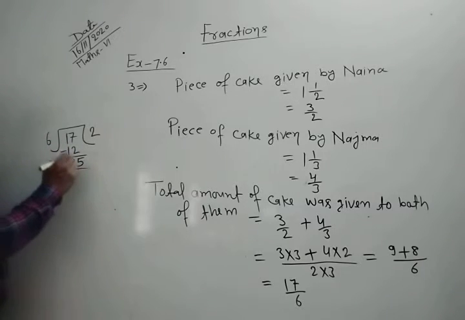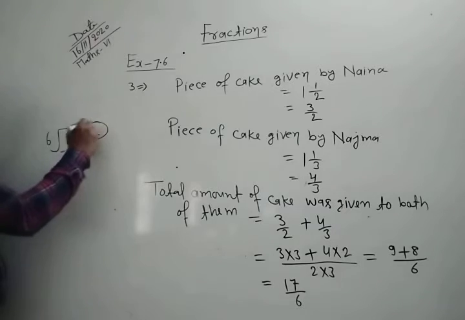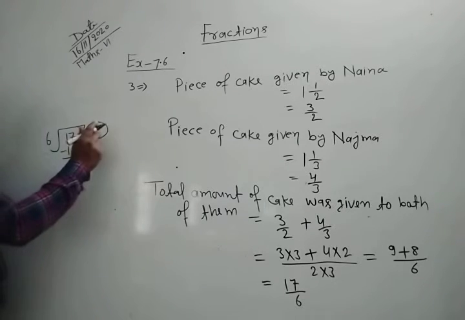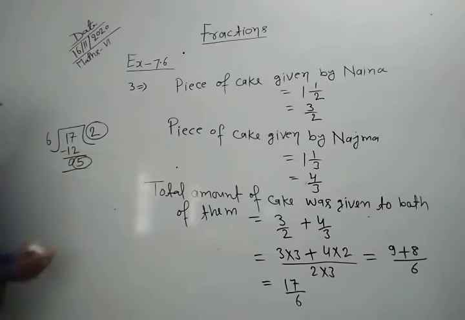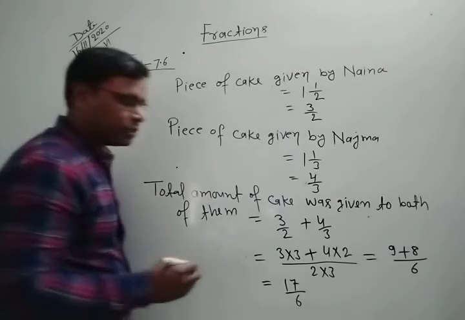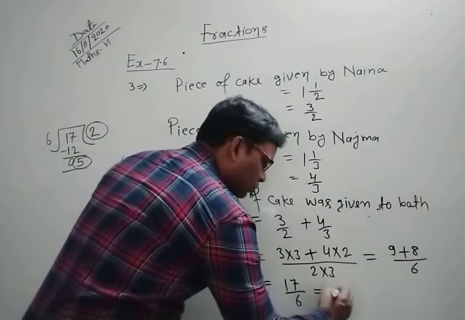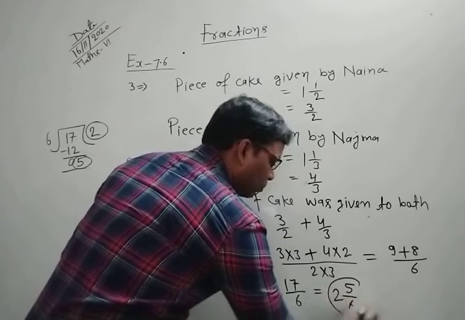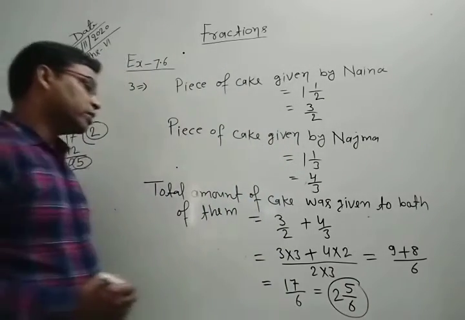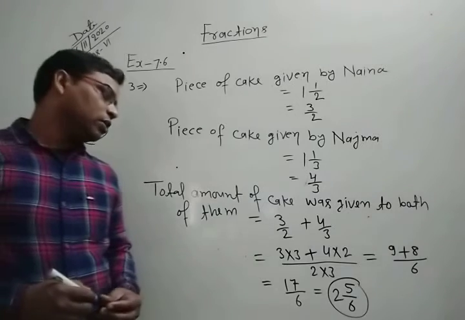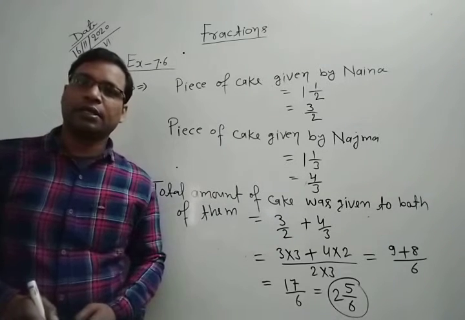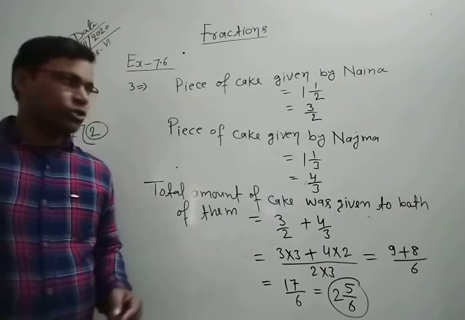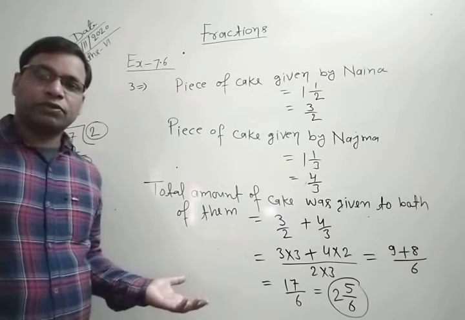Okay, so here you can see the quotient is 2 and the remainder is 5. So you can write it as 2 whole 5 by 6. 2 whole 5 by 6 is the total amount of cake given to both of them. Clear? So students, I hope all of you understood this question.